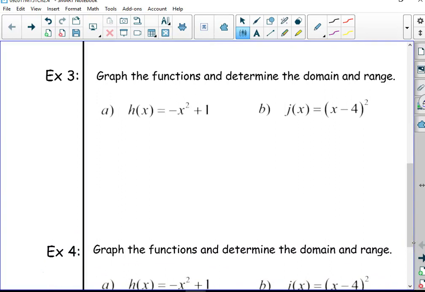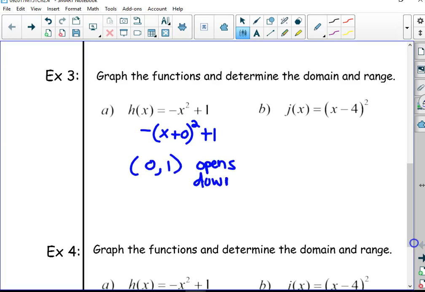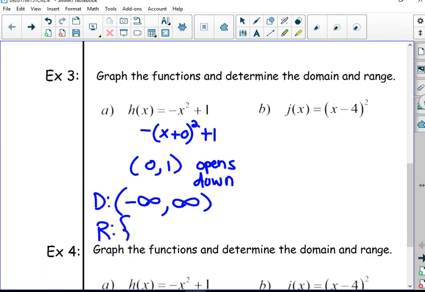All right, graph the function and determine the domain and range. So it's really helpful to think of transformations if you're graphing these functions. For example, h of x, we can think of that as negative x plus 0 squared plus 1, which means our vertex is at 0, 1, and it opens down. So that means 1 is our highest y value. So our domain is, again, going to be negative infinity to positive infinity. That's always the case with quadratics, but our range gets restricted depending on the min or the max.